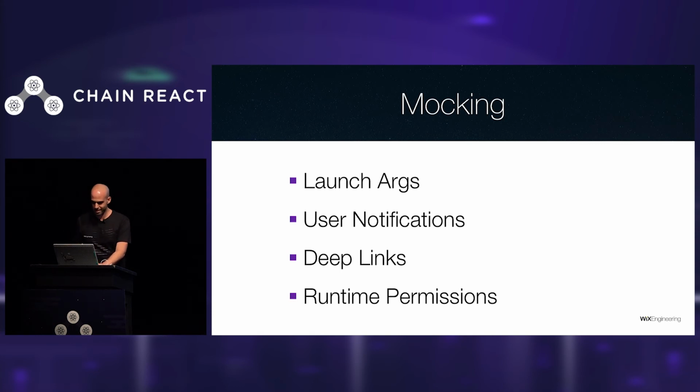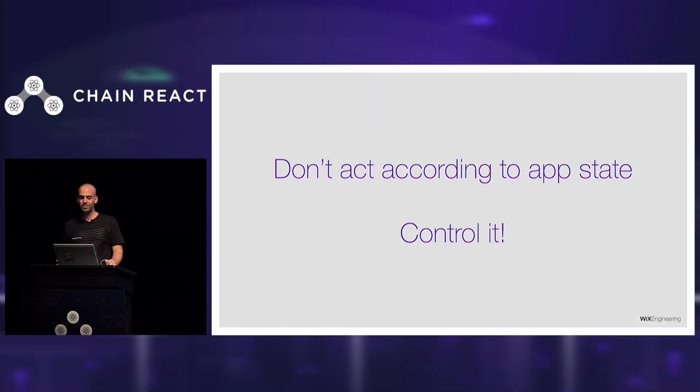But I want to emphasize this again. Don't act according to app state, control it. This is so important, I wish I didn't have to say this. We do this when we unit test, so what's different when we do end-to-end tests?